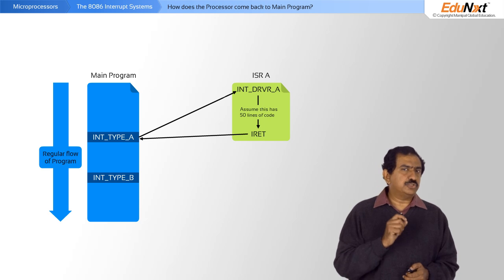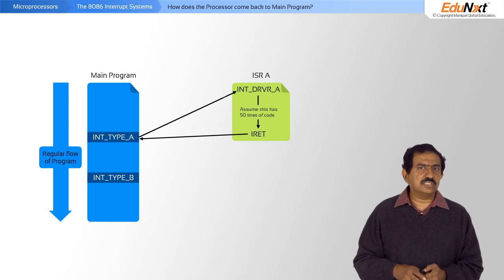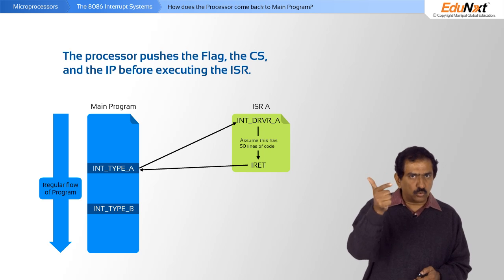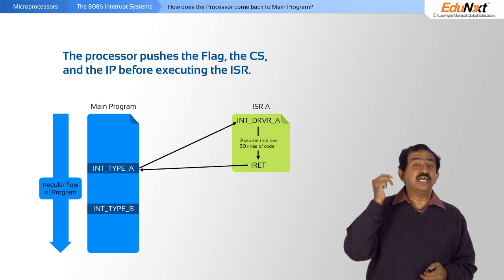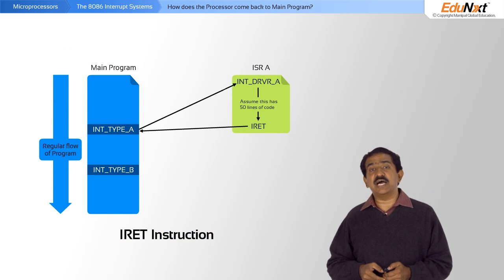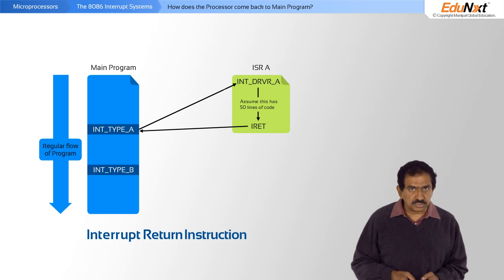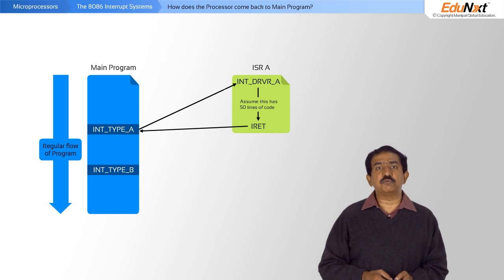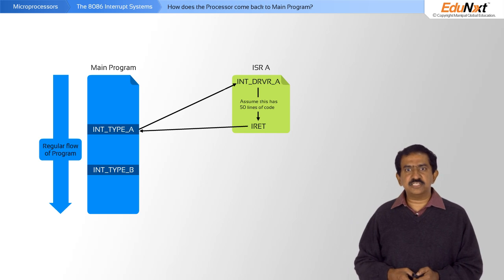The processor needs to know when to come back, when it has finished executing the interrupt. Remember, now in the case of an interrupt, we are pushing the flag, the code segment and the instruction pointer. All of this is managed by the magic of the IRET instruction, the interrupt return instruction. This is different from the RET instruction that was used for procedures. What happens in the case of the IRET instruction?